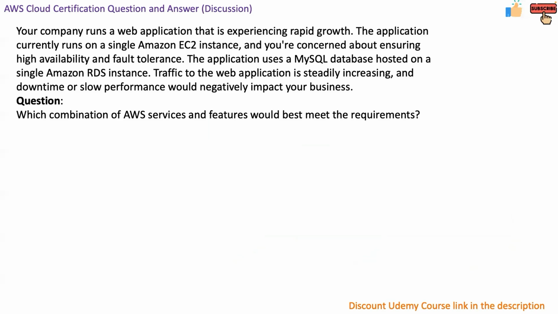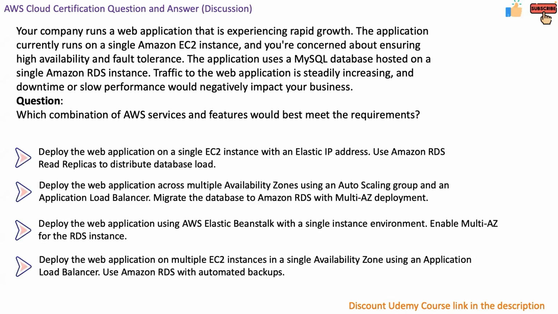The question is, which combination of AWS services and features would best meet the requirements? Let us see the options first. So we have four options. Let us try to understand the question and then go through the options and see which option is the right one.